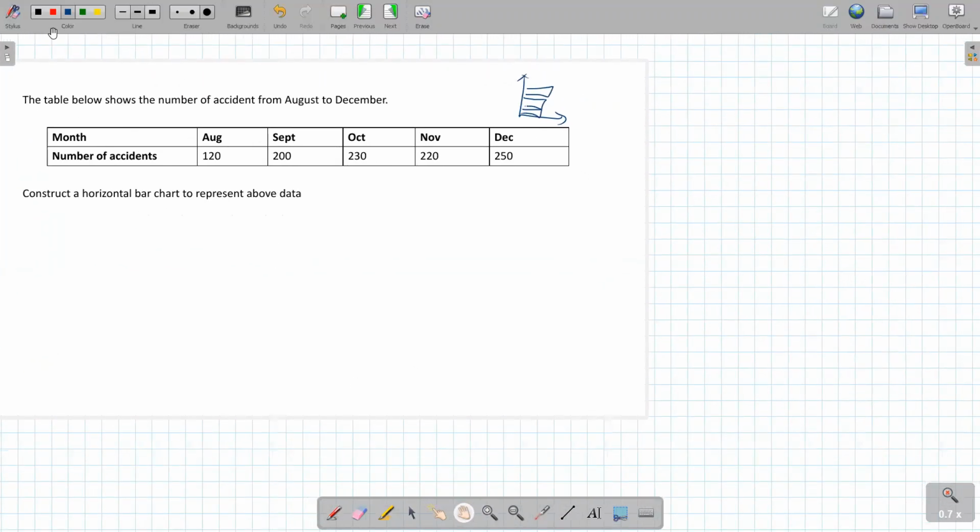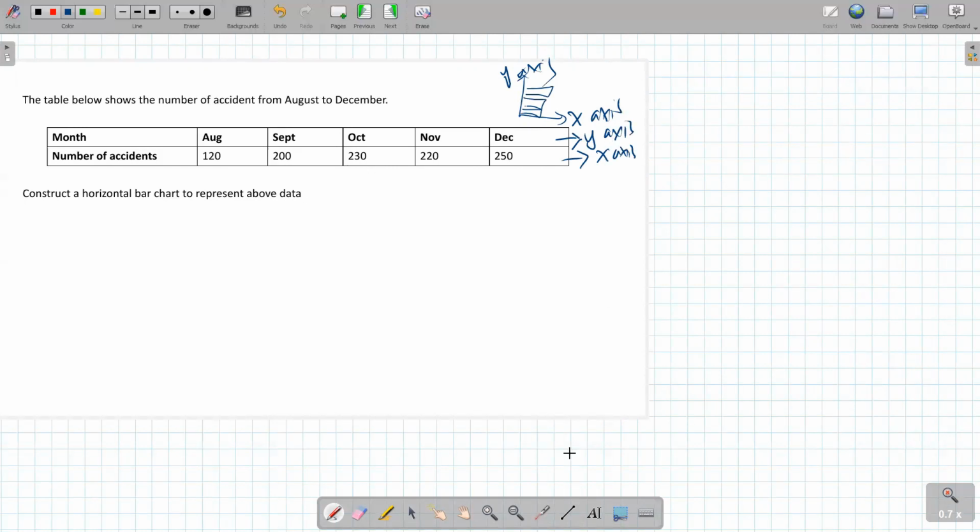Now we need to draw the axis first, but before we draw, we see how many we need. If it is horizontal, the value for the number of accidents will be on your x-axis. For a graph, here is the x-axis, here is the y-axis. So this value will go on the x-axis, and this one will go on the y-axis.